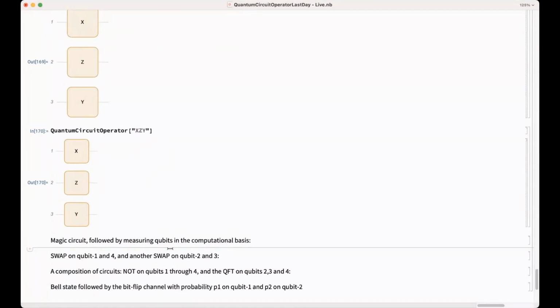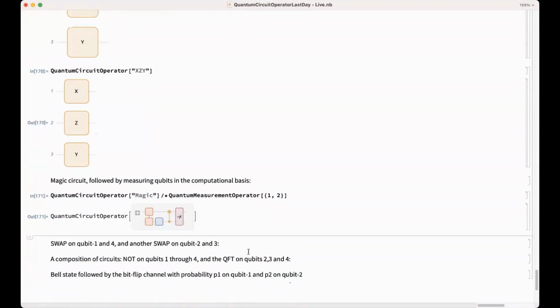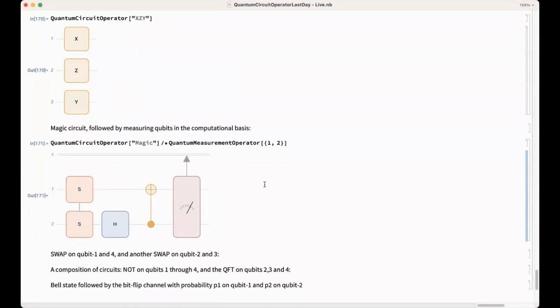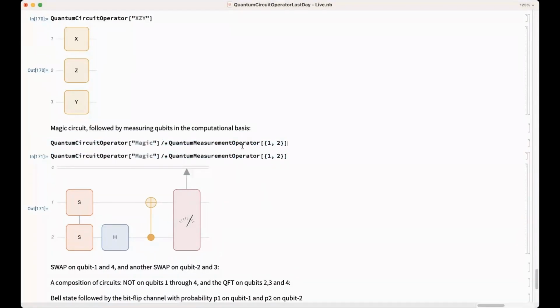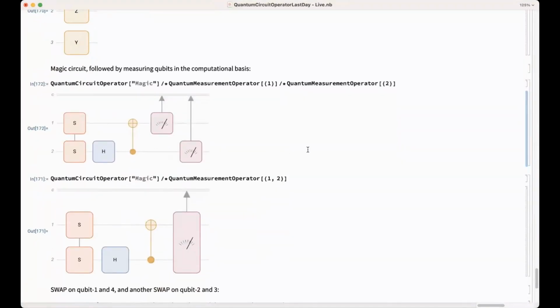Okay, let's see. The magic circuit, and then measuring both qubits in the computational basis. This is the composition that we discussed: you can have your named circuit and then measurement. I guess we never showed it in a circuit diagram, so let's look at it. You can say do the measurement on 1 and 2 together, and we show the big measurement box, or you can say measurement on qubit number 1, measurement on qubit number 2. The difference here is that you just see two different boxes for measurements.